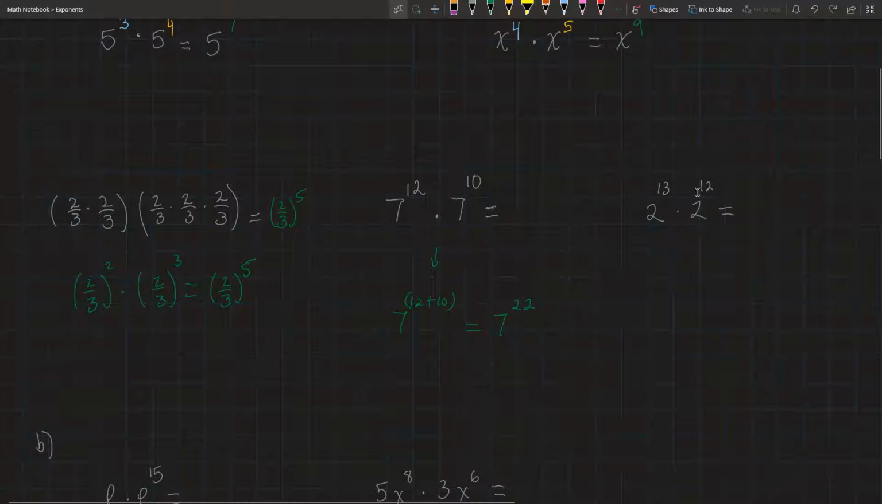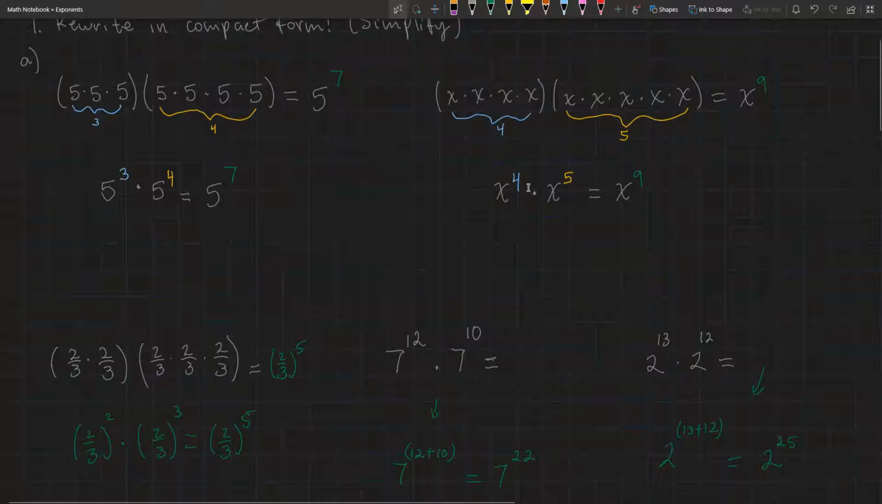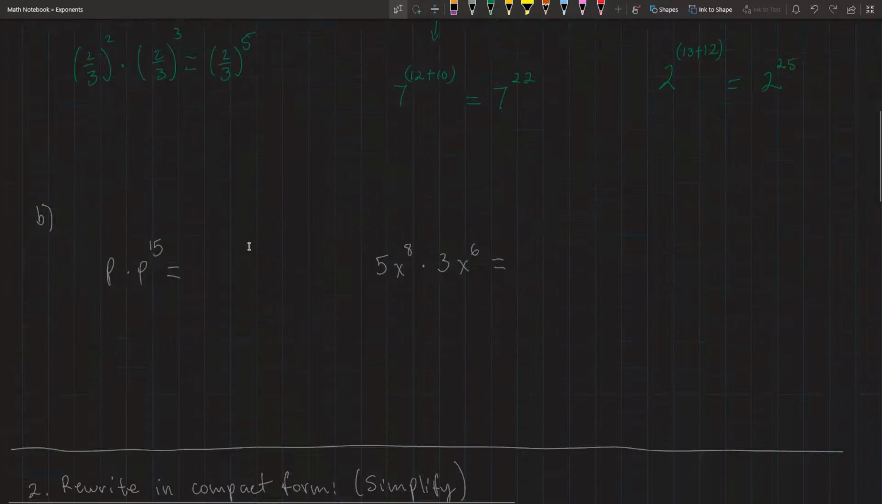That's excellent. And we recognize the same thing on the next one, that the base is the same. So we can write this as 2 to the 13 plus 12. And that gives us 2 to the 25th power. And again, that's a really large number, so we'll leave it in that form right there. That's excellent. But that's the main idea. Multiplying the same base, we can add the exponents. Keep that in mind. Multiplying the same base, yes, then we can add the exponents.